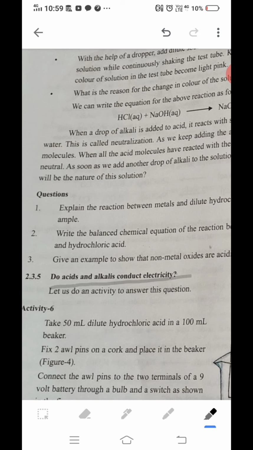Now let us first understand what conductivity is. Conductivity is the specific nature of some substances to produce electricity. It means all those substances which produce electricity are said to be conductors of electricity. And in these substances, conductivity is due to the movement of charged particles. Again I repeat, it's the movement of charged particles which makes any substance a conductor of electricity.